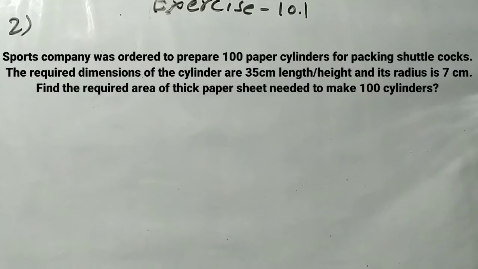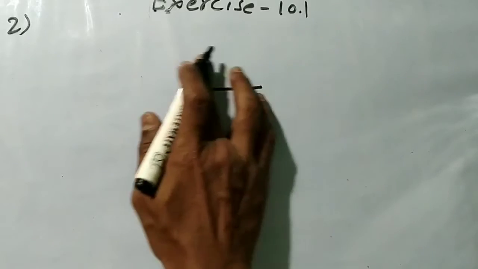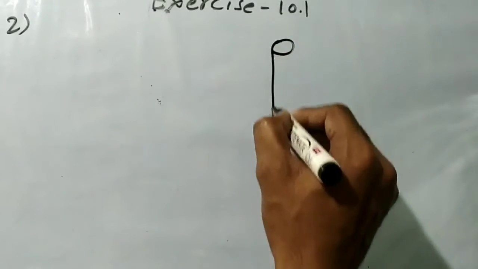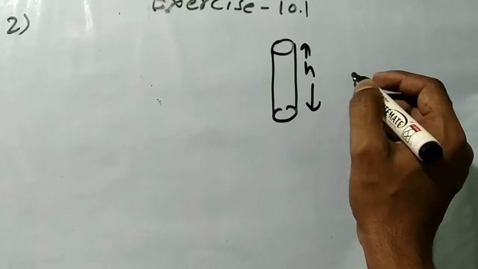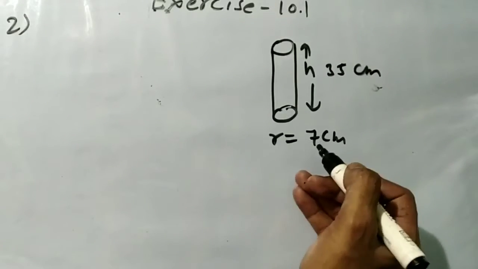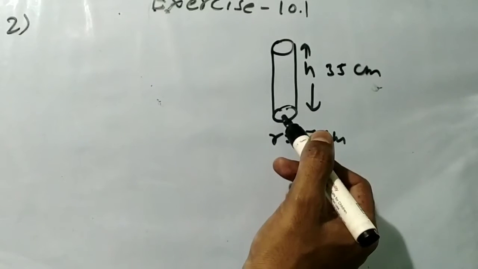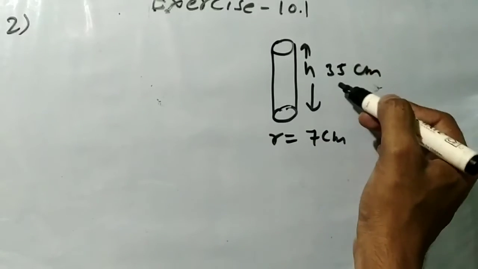Here, the second one: a sports company was ordered to prepare 100 paper cylinders for packing shuttlecocks. The required dimensions of a cylinder are 35 centimeter length, or height, because the cylinder is in this shape. The height or length is equal to 35 centimeters, and the radius of the cylinder which is making for the shuttlecocks, R, is 7 centimeters.